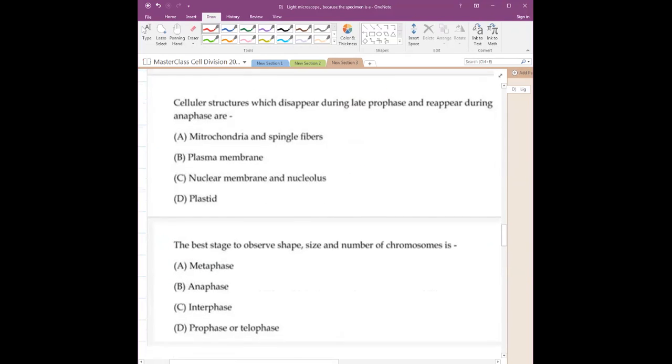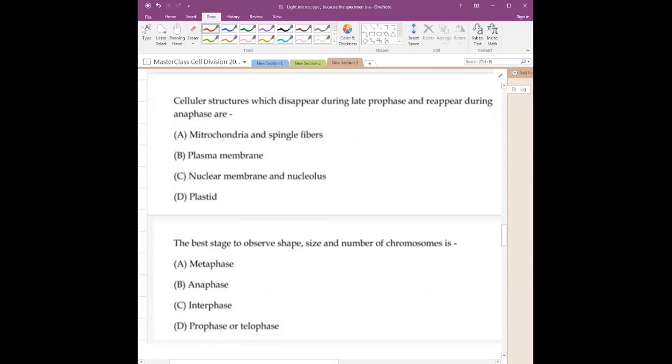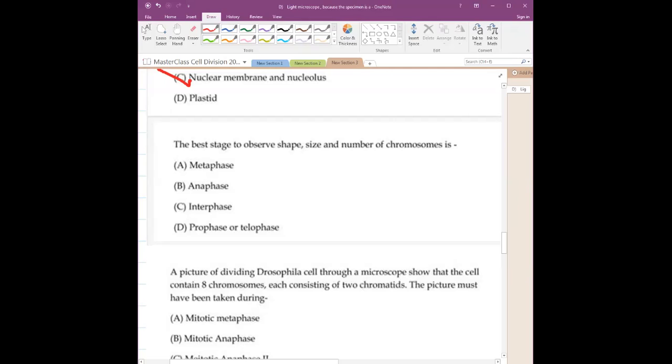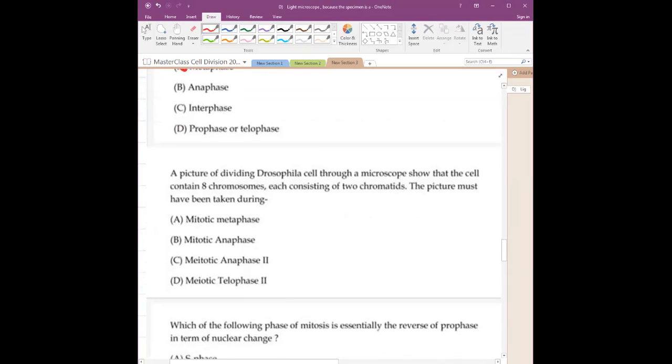Anyways, cellular structures which disappear during late prophase and reappear during anaphase. My question goes to Kanaka. Kanaka, tell me. Very nice. It is going to be nuclear membrane and nucleolus. Okay, the best stage to observe shape, size, and number of chromosomes. Yes, Ruby, very nice. Good, everyone. It is metaphase.